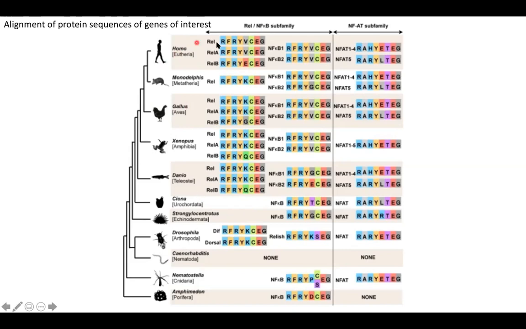So if we have a look at these particular sequences over here, we can see that there's a lot of similarities. So R, F, R, Y, K, they are single letter representations of a single amino acid, okay? And so we can see there's a lot of similarity. There's a human, there's a, not quite sure what that is actually, it looks like an armadillo or something, and then we've got chickens, and we've got frogs, and we've got various fish.